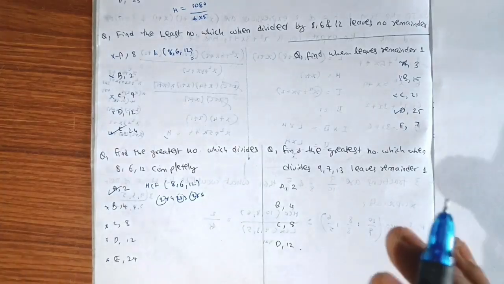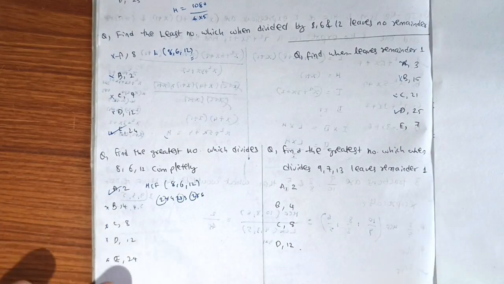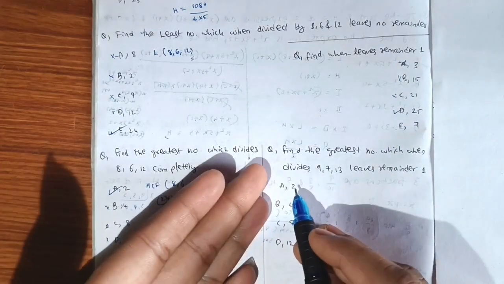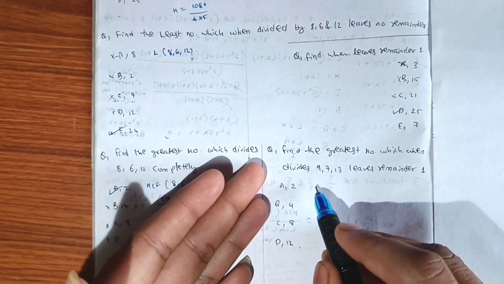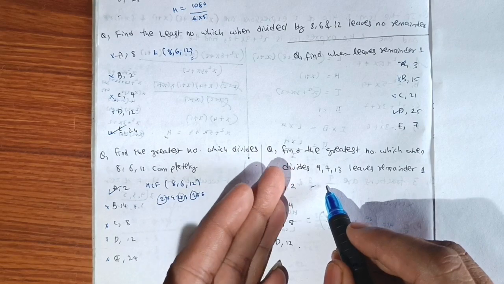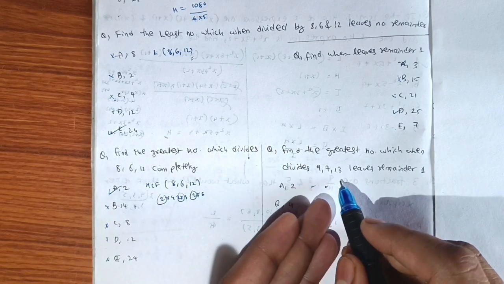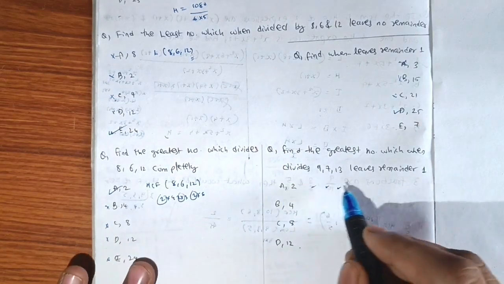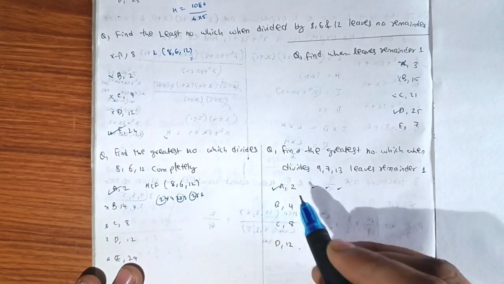So first let us check by trying out the options. 9 by 2 leaves remainder 1, so it is satisfying this one. 7 by 2 leaves the remainder 1. 13 by 2 leaves the remainder 1. So this option is fitting in this question.